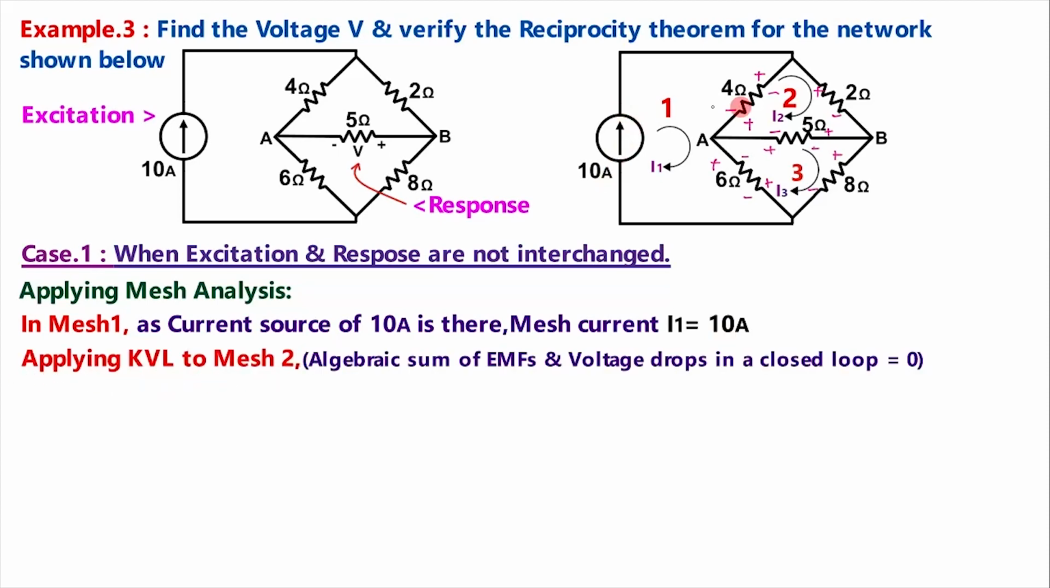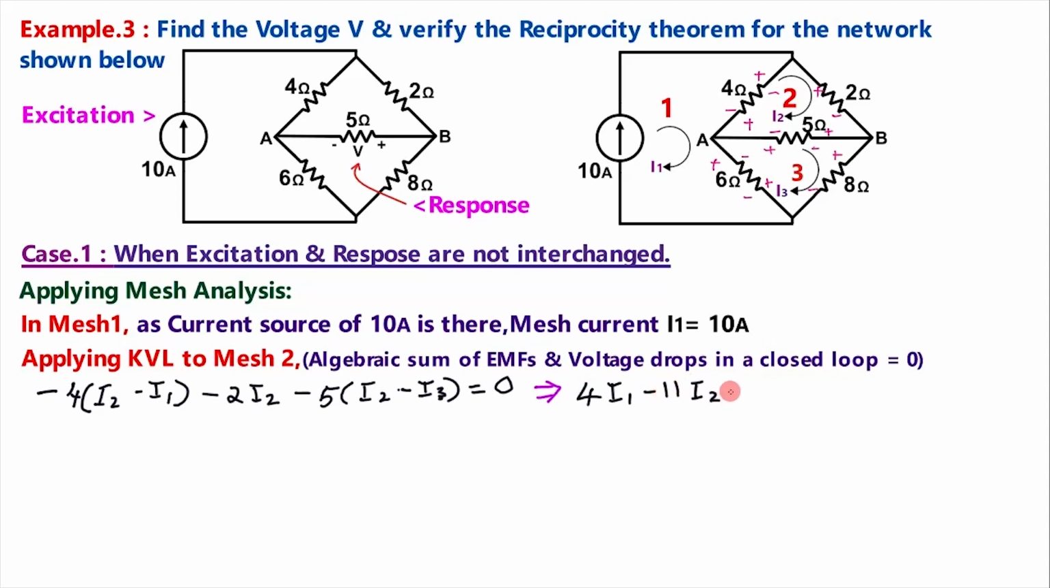Applying KVL to mesh 2, the algebraic sum of EMFs and voltage drops in a closed loop is 0. Therefore, in this 4 ohm voltage drop is there. Therefore, minus 4 into, as we are in mesh 2, I2 is to be written first, minus I1. Minus voltage drop in 2 is 2 into I2, minus voltage drop in 5 ohm is 5 into, as we are in mesh 2, I2 minus I3 is equal to 0. Simplifying this one, we will get 4I1 minus 11 I2 plus 5 I3 is equal to 0. Let this be equation number 1.